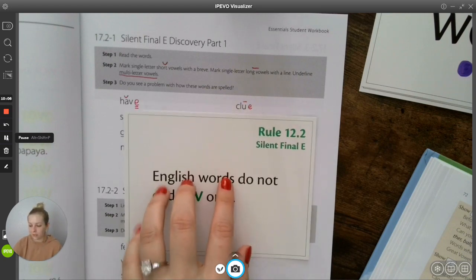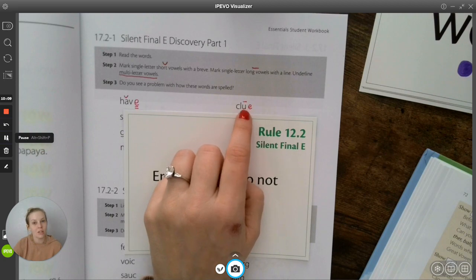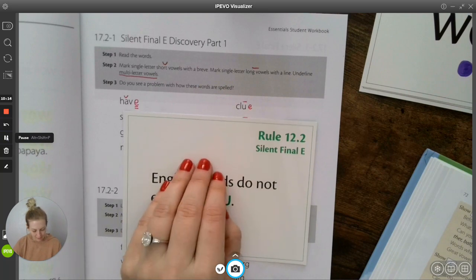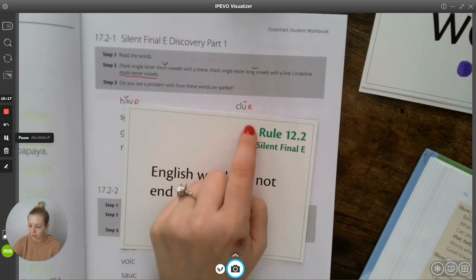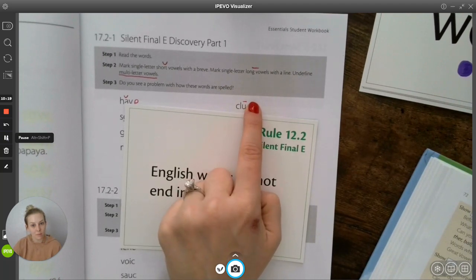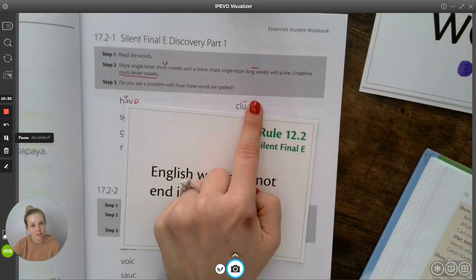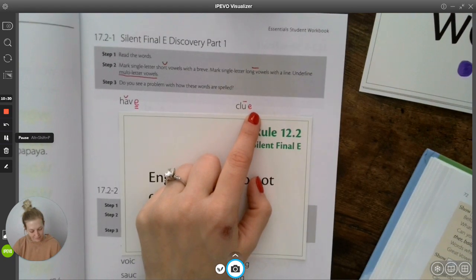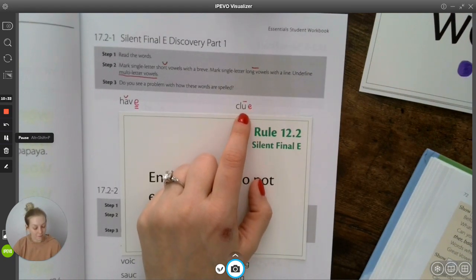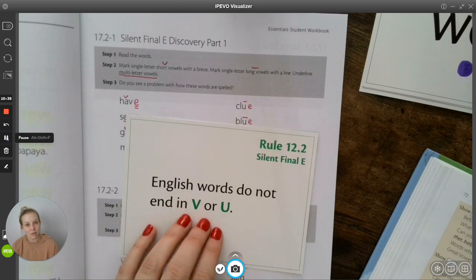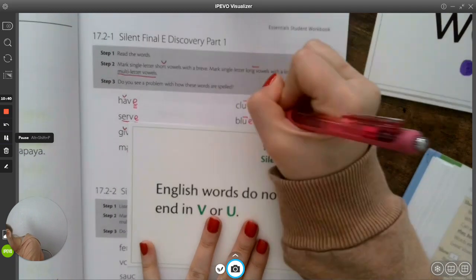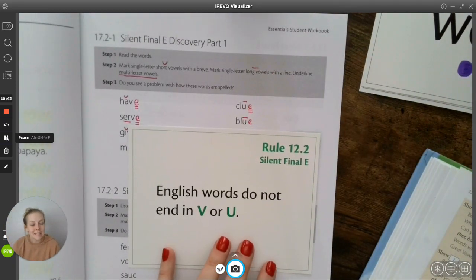Is the vowel sound long or short? It's long, which we already identified. And why is it a long sound? Because it's open, right? There are no consonants afterwards. But there is silent final E to keep the U from being at the end of the word. So how should we mark clue? We would draw the macron over the U and underline silent final E.